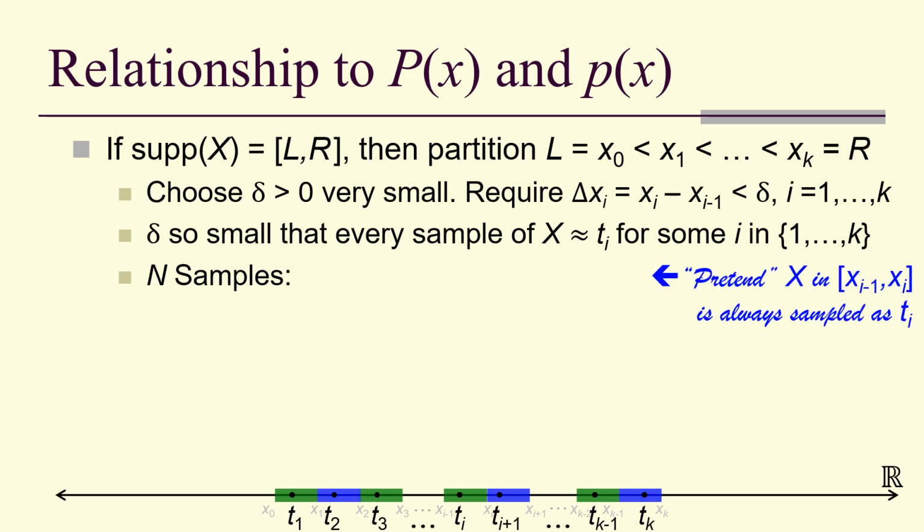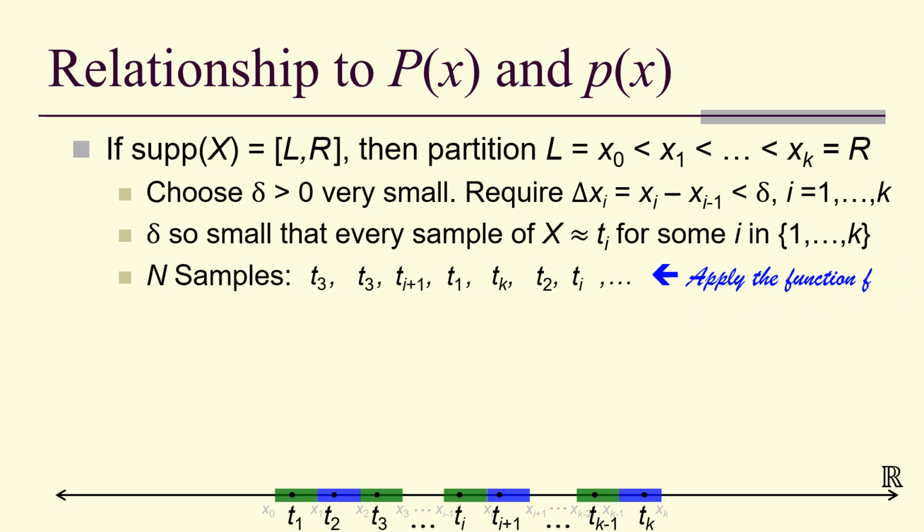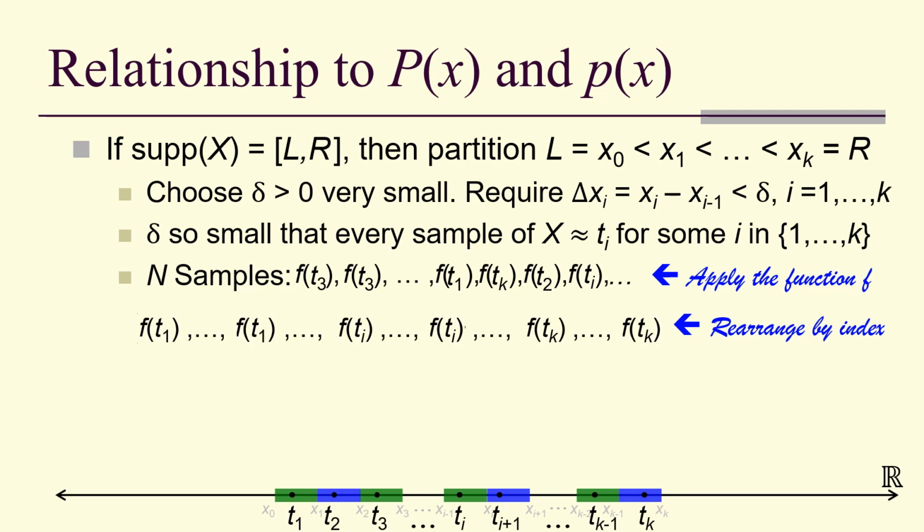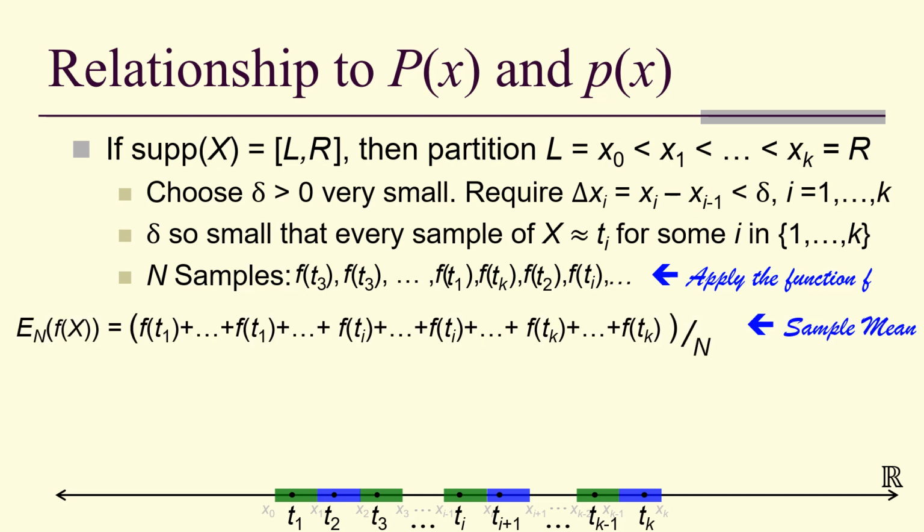Now, given that, let's sample, pretending that anytime we choose a number in the subinterval, we're going to call it t sub i. So we call that t3, and we call that t3, and there's t i plus 1 and t1. So the x is not hitting the exact t, but every point in that interval is going to be said to be approximately t sub i. And then we apply the function f. Then we rearrange by index, and we sum and divide by n. There is our sample mean.